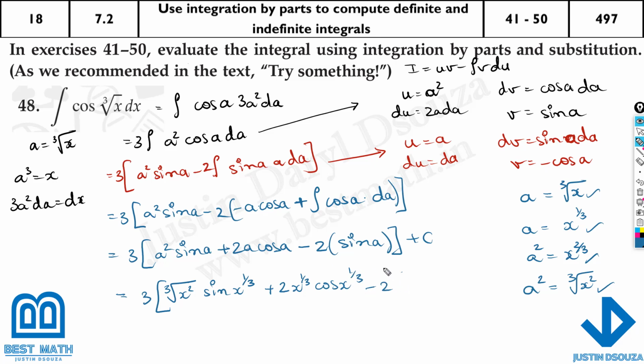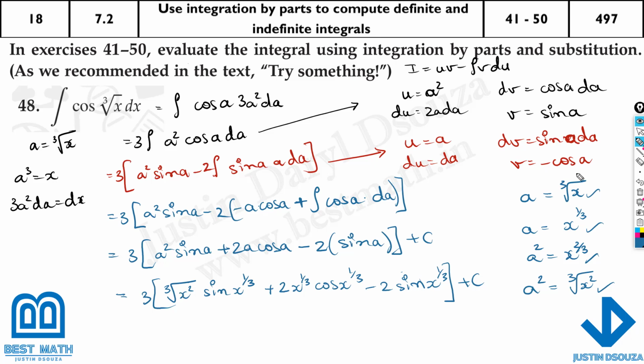Minus 2 is fine. Then sine. You can multiply this. Remove the brackets. It's fine. It's a single term. X power 1 by 3 plus c. And you don't need this outer bracket. Oh, no, you need it. Sorry, why? Because there is 3.